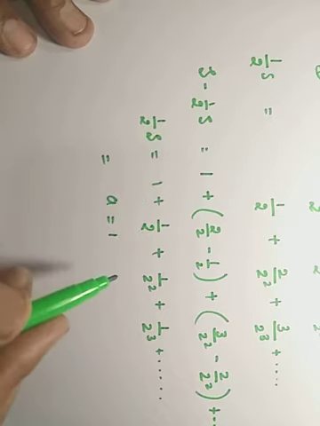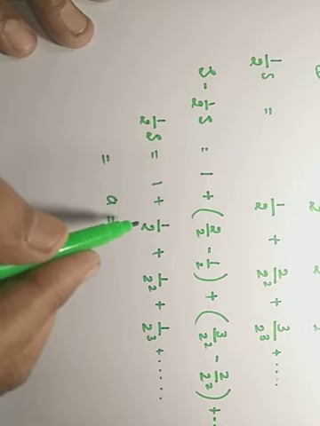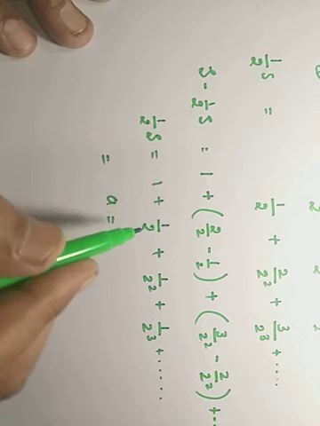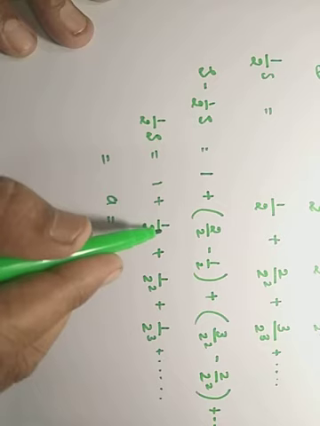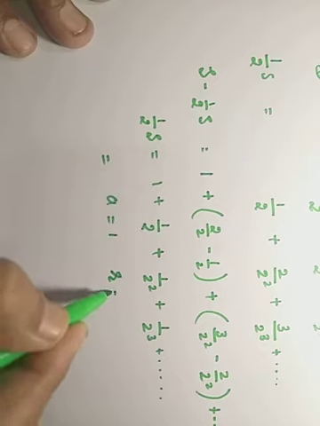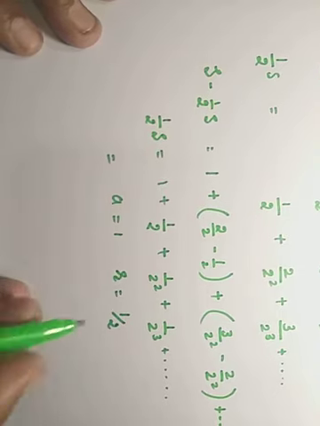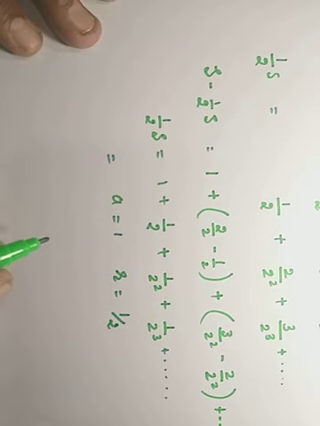In case of AP, we find the common difference, and in case of geometric progression, we call it as a common ratio. 1 by 2 divided by 1, that becomes R is equal to, common ratio is equal to 1 by R. Sorry, 1 by 2. R is equal to 1 by 2.